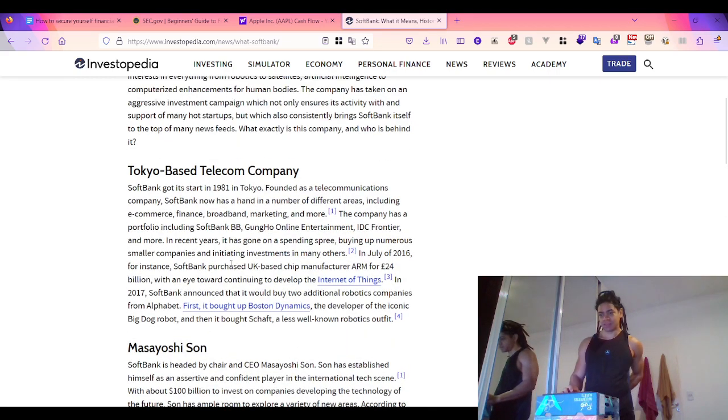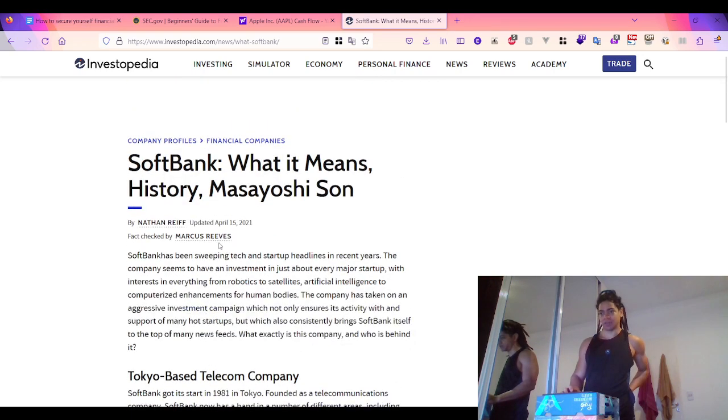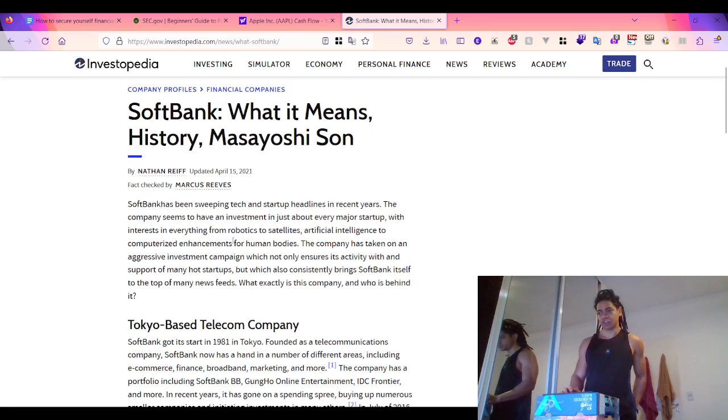Yeah, it's inflating a lot of the value of the companies, just because he's back with this huge amount of money.